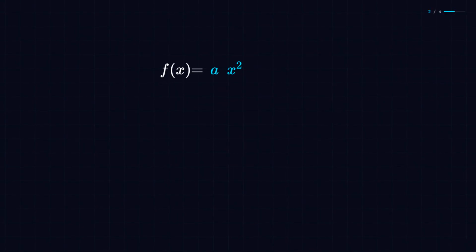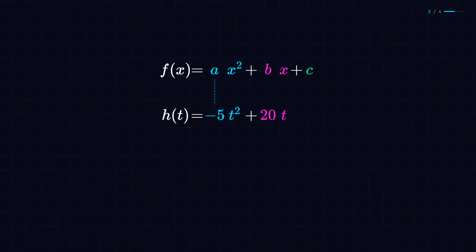So here's the full family. Every quadratic is f of x equals ax squared plus bx plus c. Match the ball against it. The number in front of t squared is a, negative 5. B is the 20 in front of plain t. And C? 0. The ball starts on the ground.